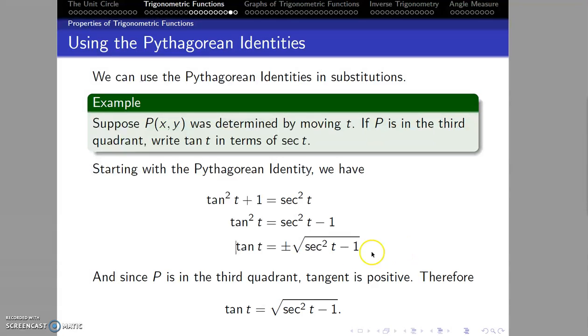I take the square root of both sides. I get plus or minus root secant squared minus 1, which does not simplify to be plus or minus secant plus 1 or anything like that. Don't pretend. This does not simplify further.